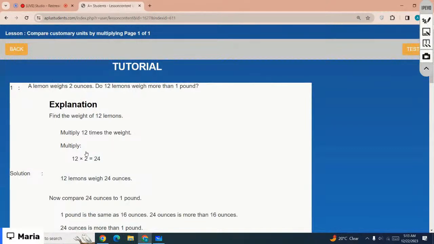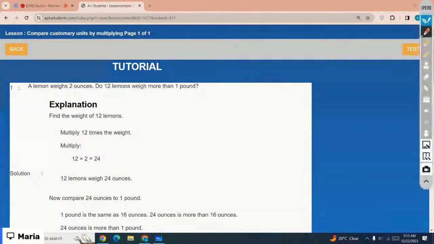So that means first you need to calculate the weight of the 12 lemons, right? The weight of one lemon is 2 ounces, so the weight of 12 lemon is 2 times 12 equal 24 ounces, right? 2 times 12 is, it is 24 ounces, right? And we know that in 1 pound equal 16 ounces. 1 pound is same as 16 ounces, right? So obviously 24 ounces is more than 16 ounces, right? So the correct option is yes, the weight of 12 lemons is more than 1 pound. Got it?